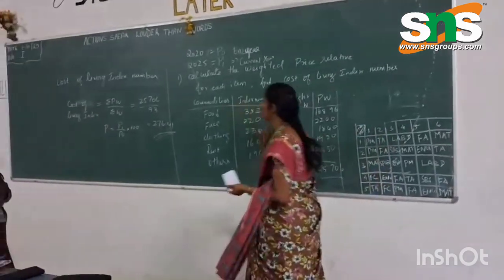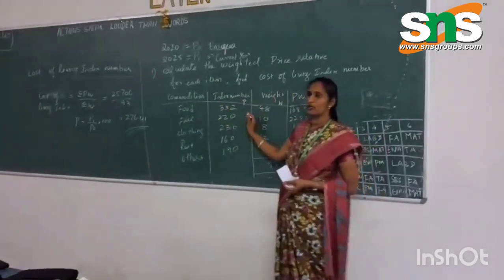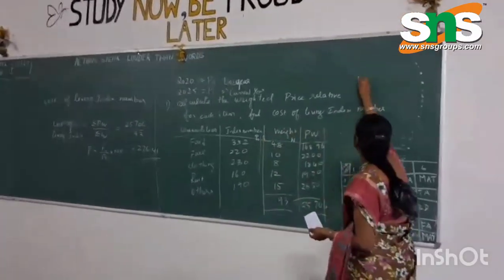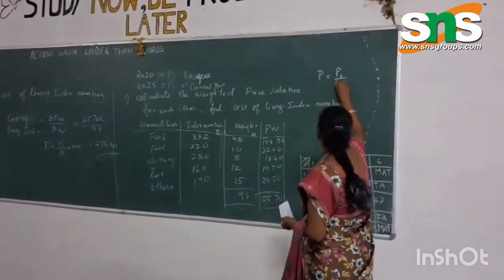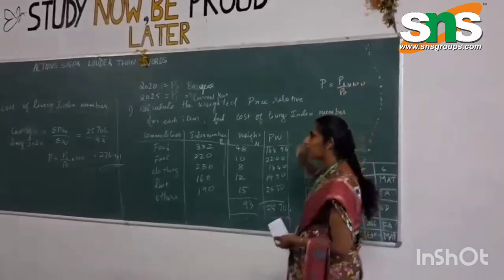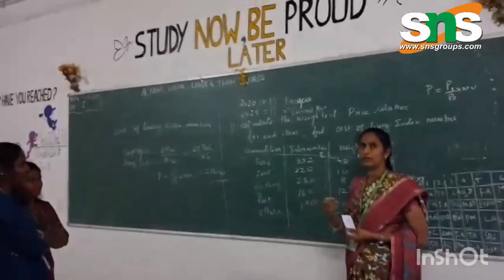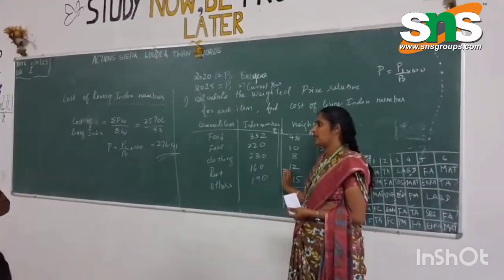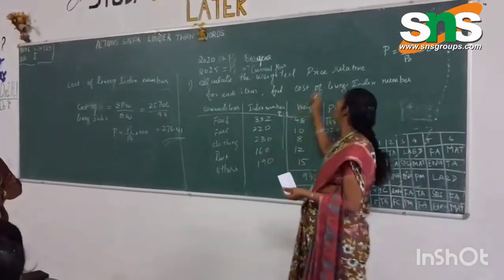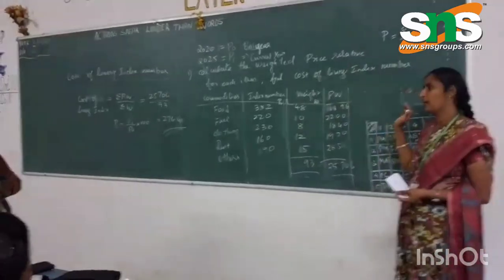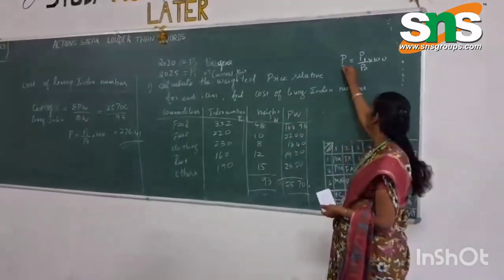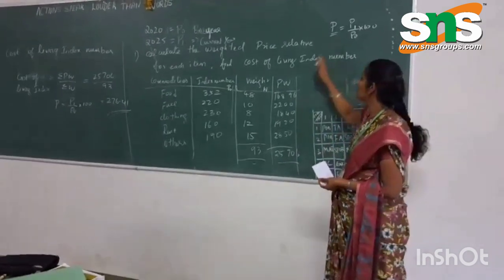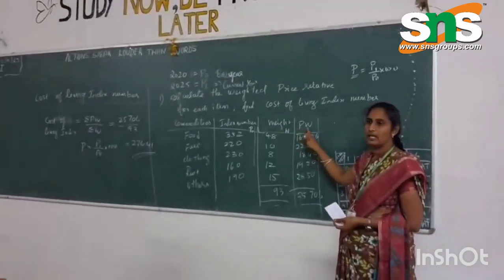If in some problem P0 is given and P1 is given, we have to calculate P equal to P1 by P0 into 100. In some problems they give the current price and the base price. In that case we just calculate P1 by P0 into 100, then you will get P. Using this P value, you can find P into W.